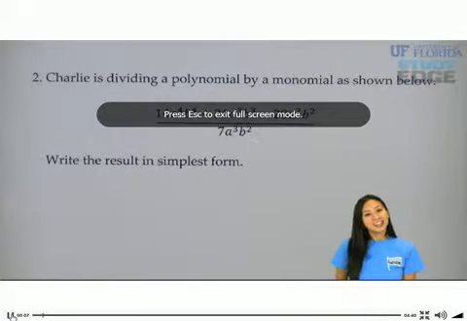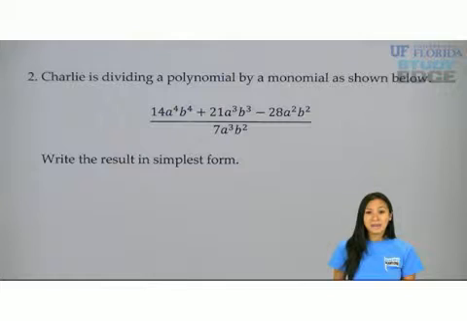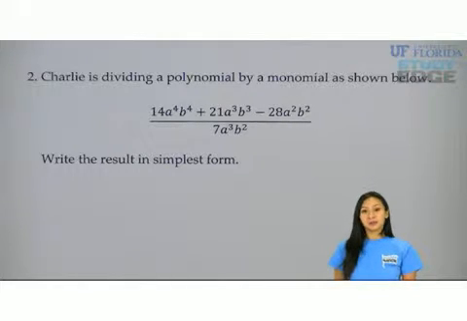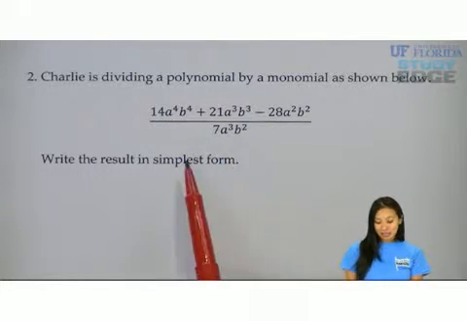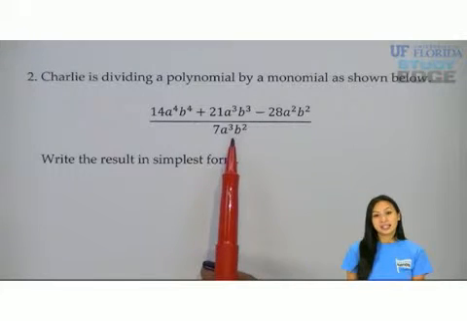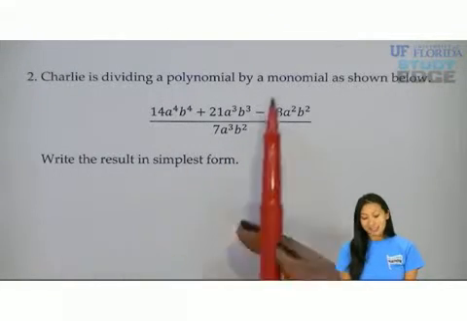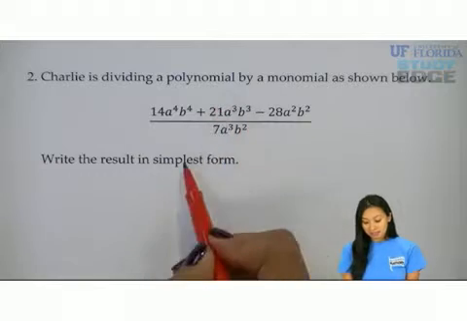See what he's trying to do. Charlie is dividing a polynomial by a monomial as shown below. Whew, those are big words. Basically, this top part is a polynomial, and that's a monomial. That's all it's saying. And it's dividing. Write the result in simplest form.